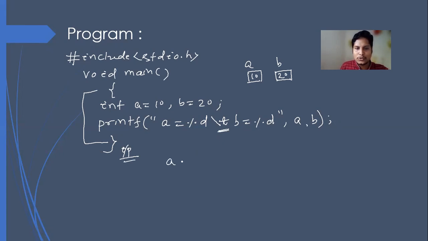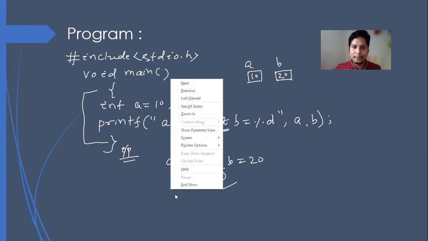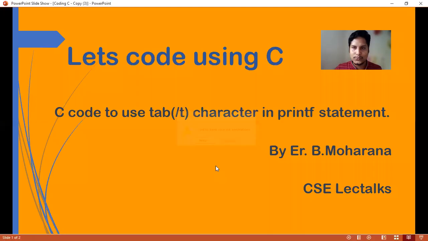The output should be like this: a equal to 10, then b equal to 20, and there will be a space. That means tab, \t will make this space. Okay. So now let's run the program in the Dev C++ editor, and we'll see how it is working.